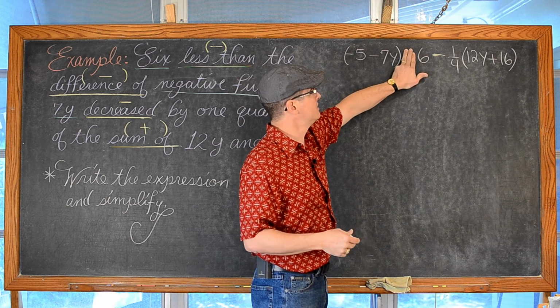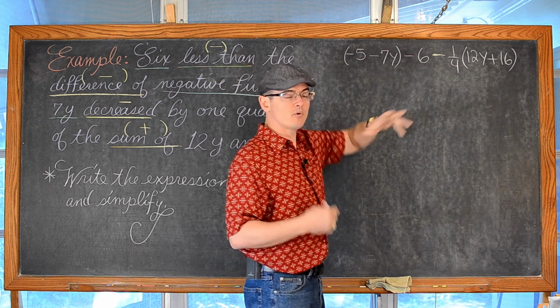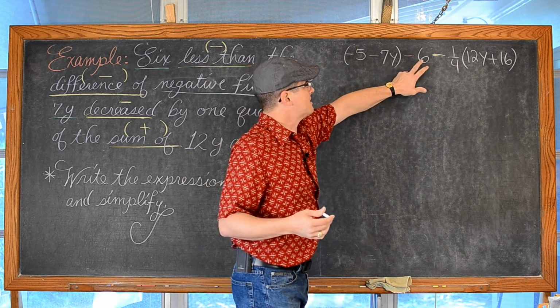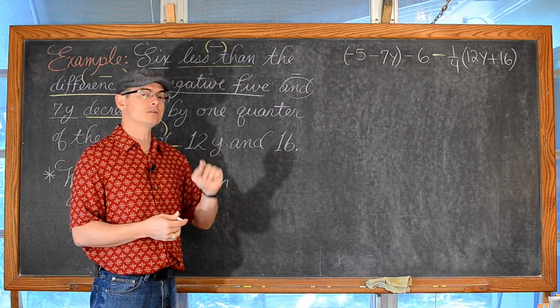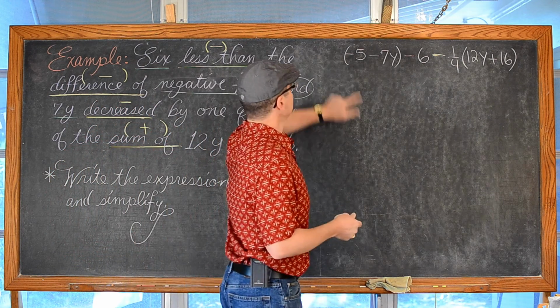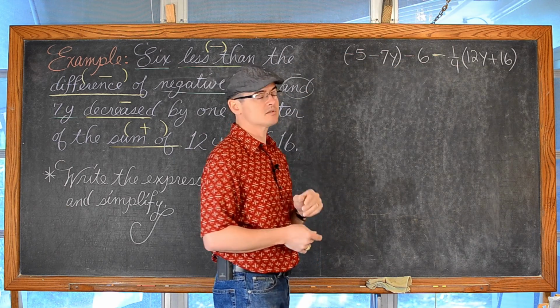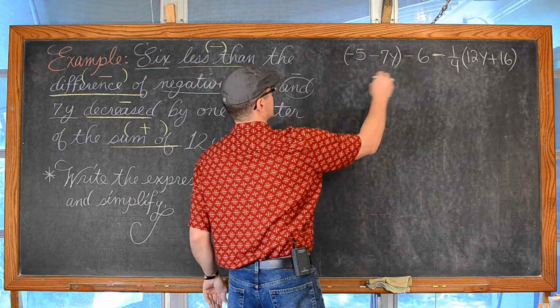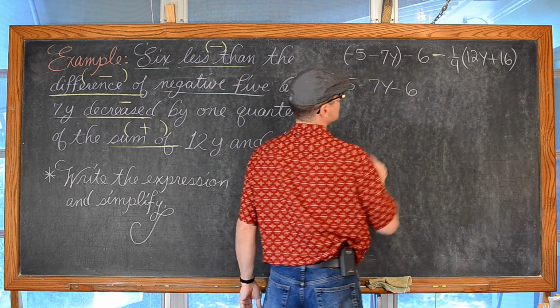If it was touching, then we would have to take the 6 and distribute it through the parentheses. But it's separated. That constant is separated from the parentheses by subtraction, so that -6 is not going through the parentheses. Now there's nothing out front, there's no exponent, and there's no division. So really these parentheses, in this particular case, aren't going to do anything. So -5 minus 7y minus 6.